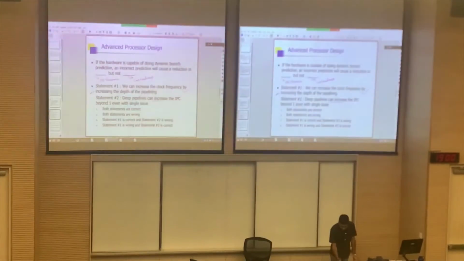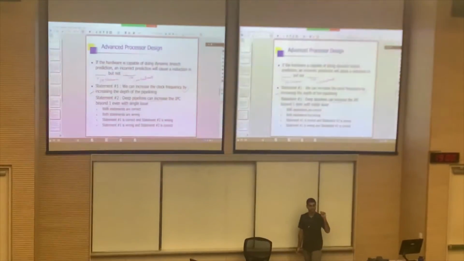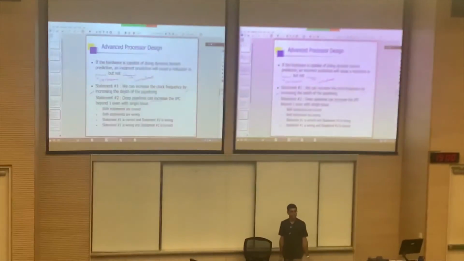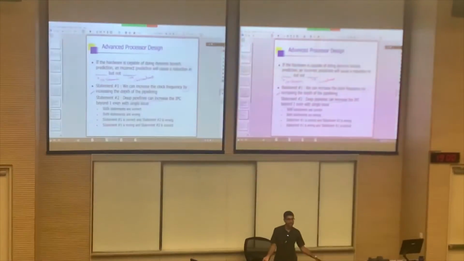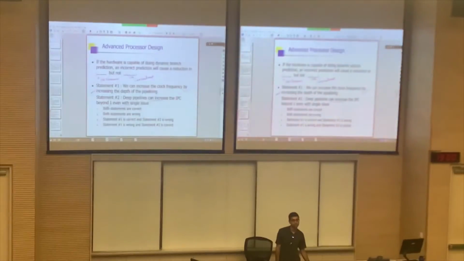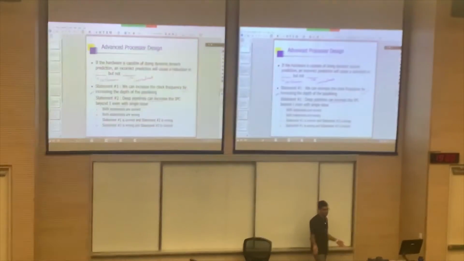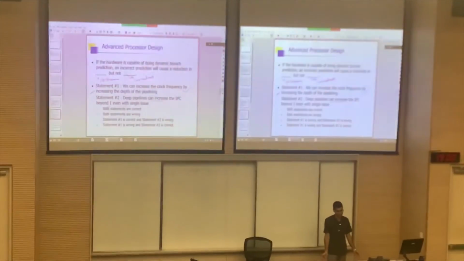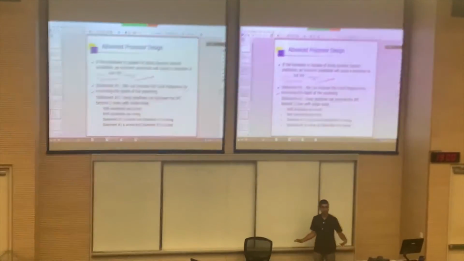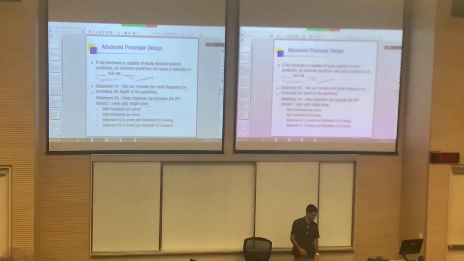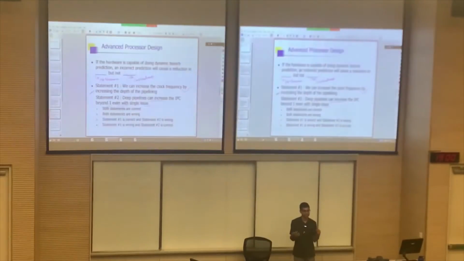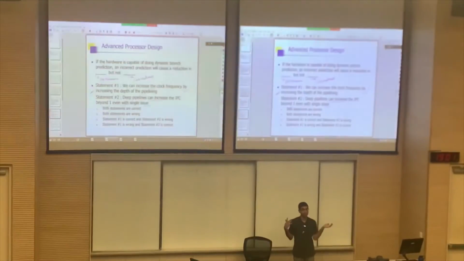Deep pipelines can increase IPC beyond 1 even with a single issue. IPC is instructions per clock. With a single issue processor, the best IPC you can hope for is 1. You will not be able to execute more than 1 instruction per cycle if you are not issuing more than 1 instruction per cycle, right? So the best you can get is 1, but practically it will be less than 1 unless you are talking about a single cycle processor. For a single cycle processor, it will be exactly 1, assuming no multi-cycle operations.